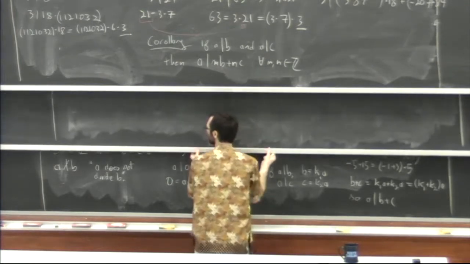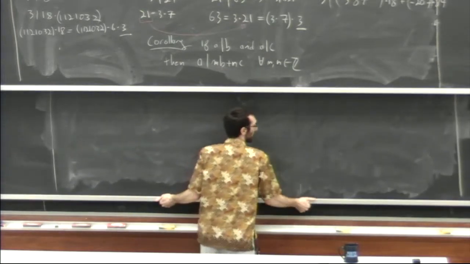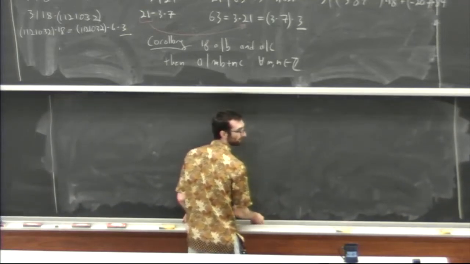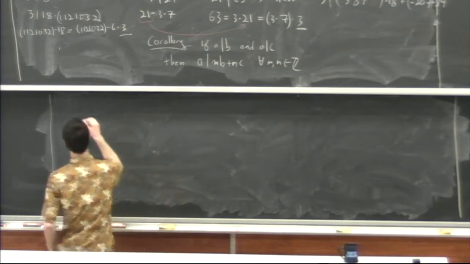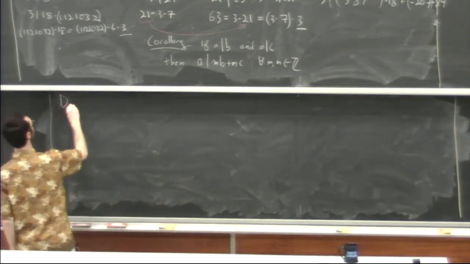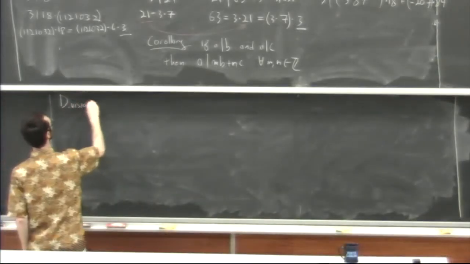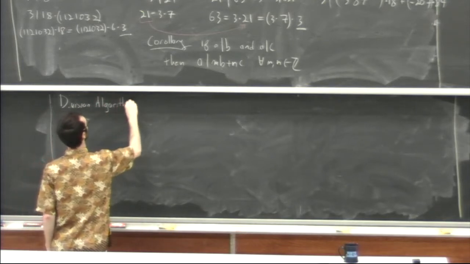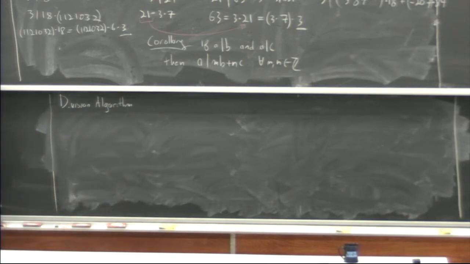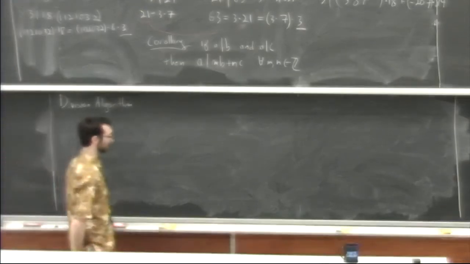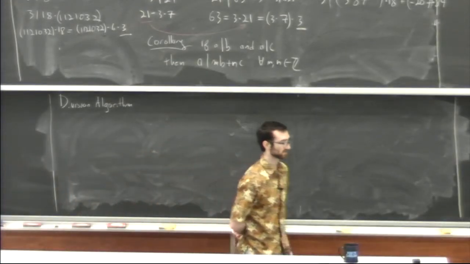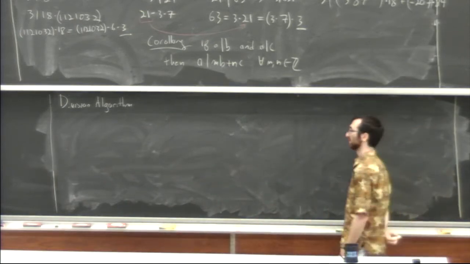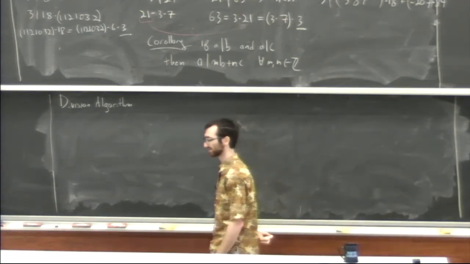Next, let's talk about the division algorithm. Essentially, what we have noticed, and it's offensive to us, is that not every integer divides every other integer. It simply isn't the case. 5 does not divide 31.